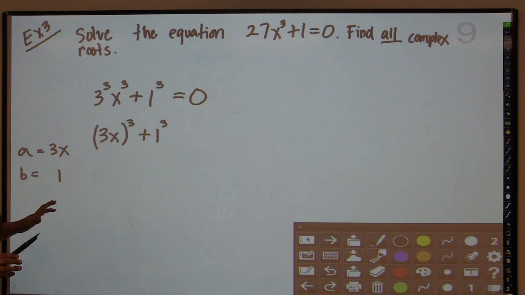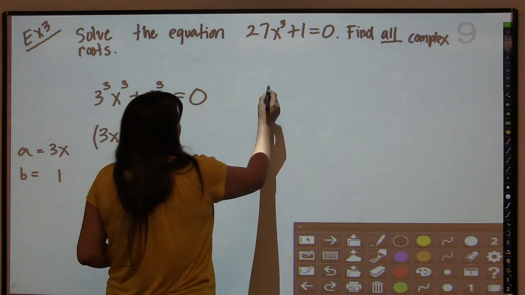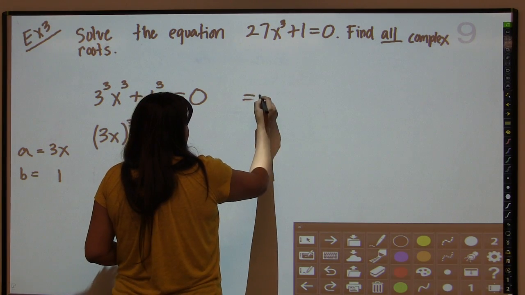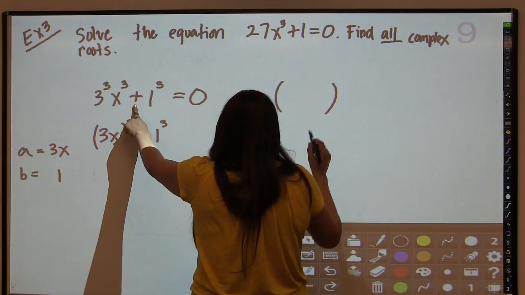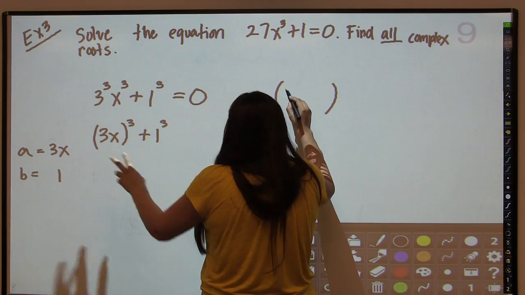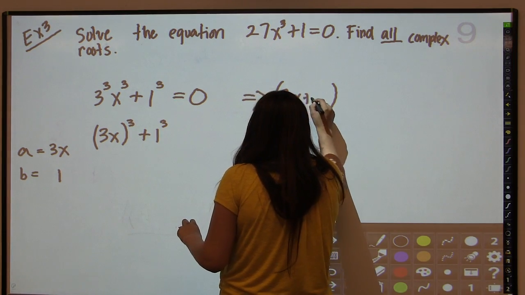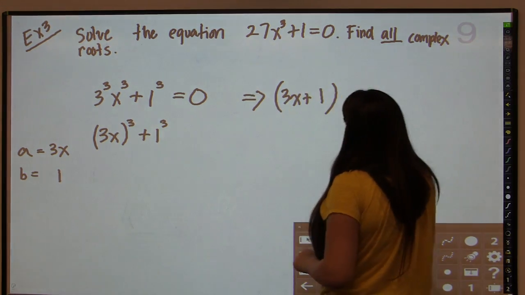The formula itself will take care of that. So using my SOAP, in order to factor this, I want to do the same. S is the same, so 1 plus. So I'm going to go A plus B, and A is 3x, and B is 1. So there's 3x plus 1.